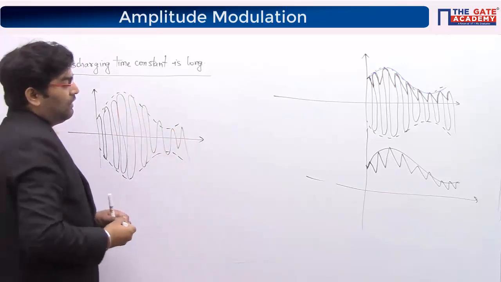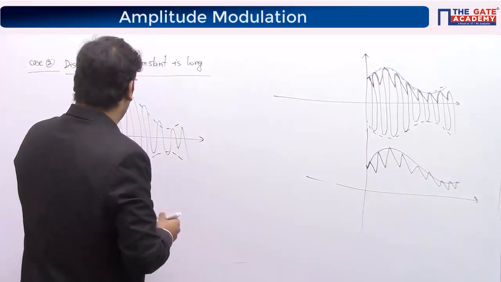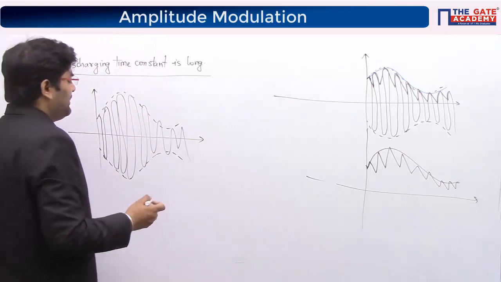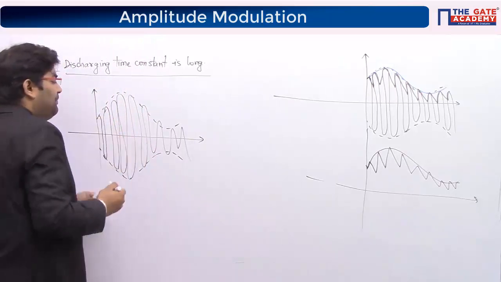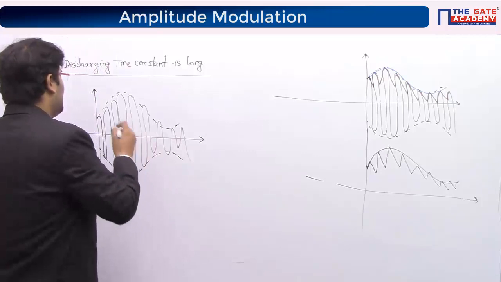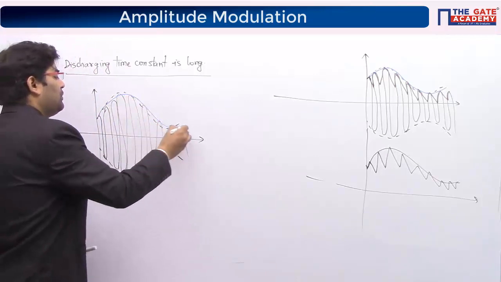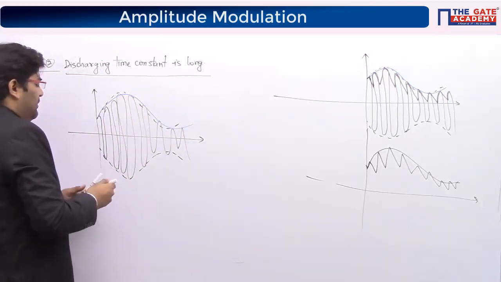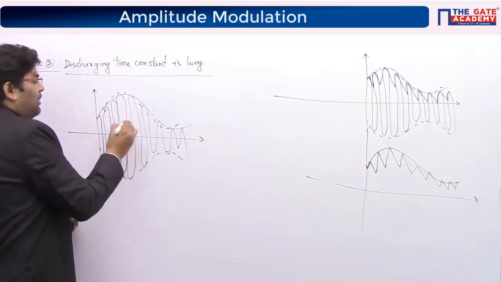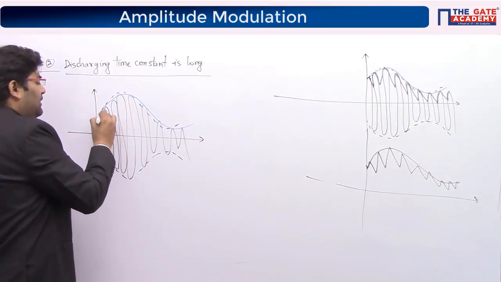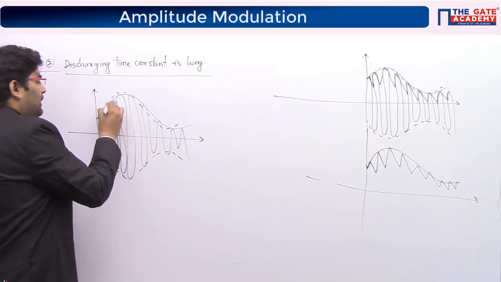Okay. Now if the discharging time constant is more, it will discharge very slowly. So here it will not be a problem. You are supposed to get this, you are supposed to get this. So when it is like here, it is not a big problem. It will slowly discharge, it will almost go there.